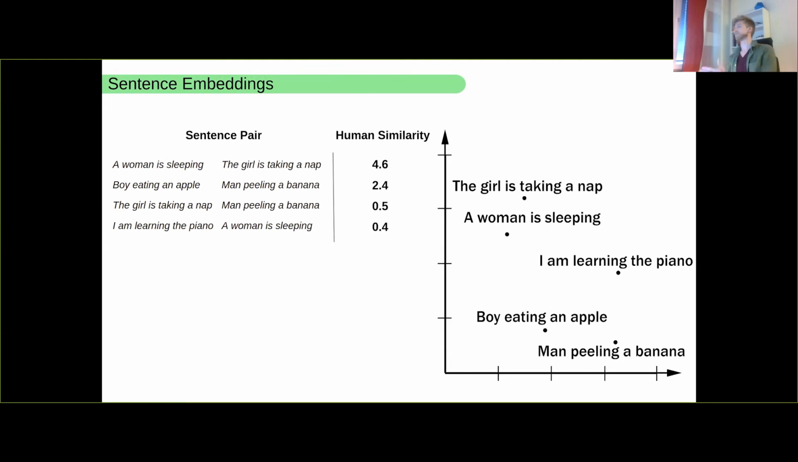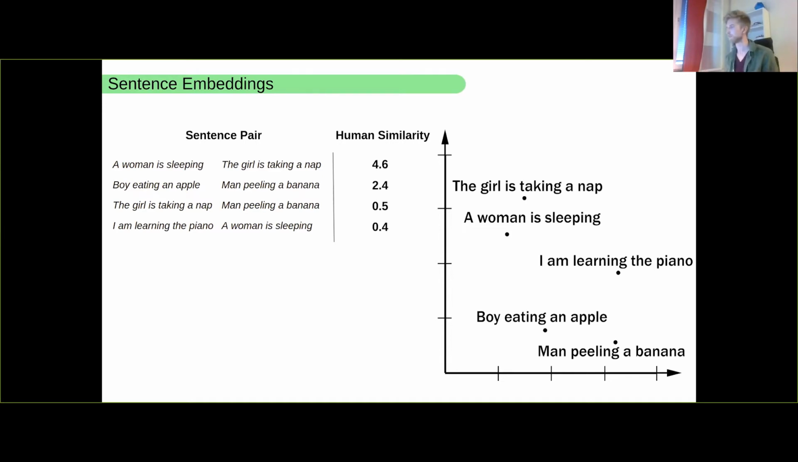Now, to sentences. It's kind of the same thing here, right? We try to represent each sentence as a point in this vector space. And we do the exact same thing. We ask people to give a human similarity rating, like, okay, a woman is sleeping is somewhat similar to the girl is napping. So people would tend to rate that high. And we'll have sentences like I'm learning the piano and a woman is sleeping. They don't really have any semantic similarity going on.